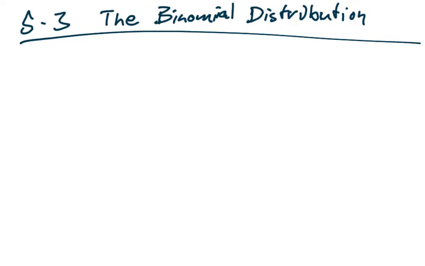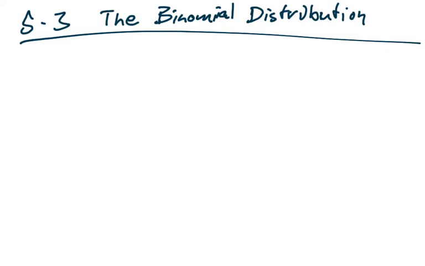This is Chapter 5, Section 3 on the binomial distribution. So here, a lot of probability experiments have two outcomes, or can be reduced to a case where there are only two outcomes. For example, a coin toss, there's only two outcomes.